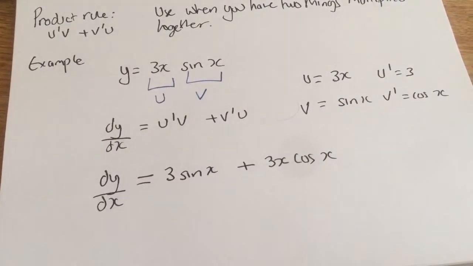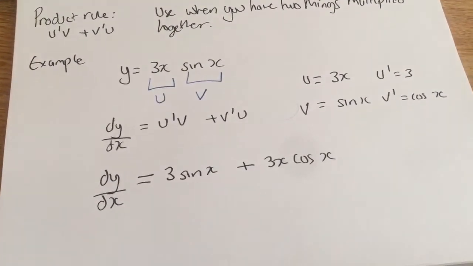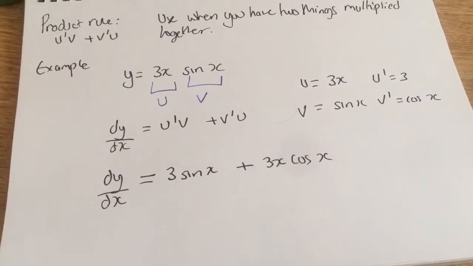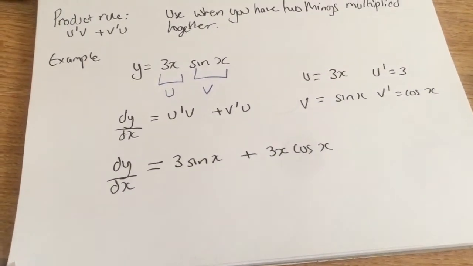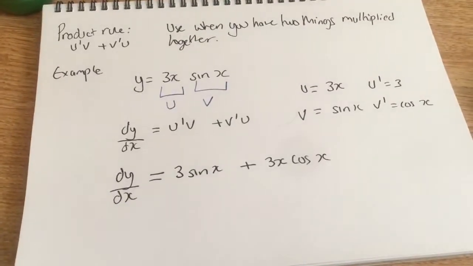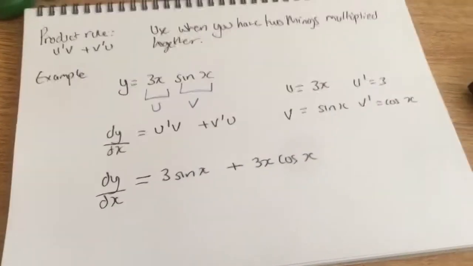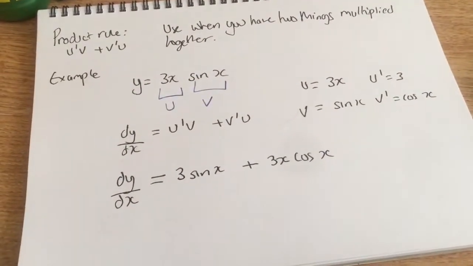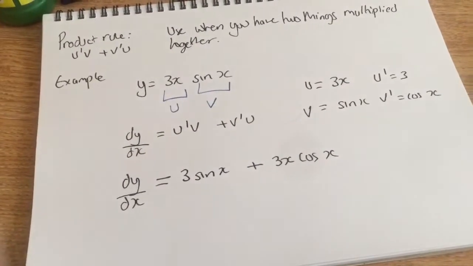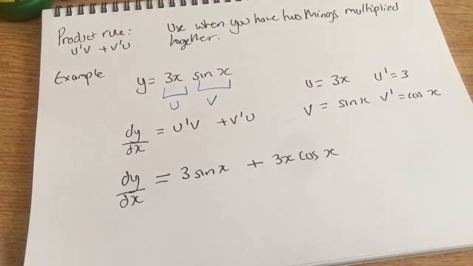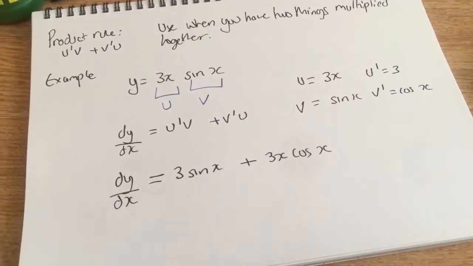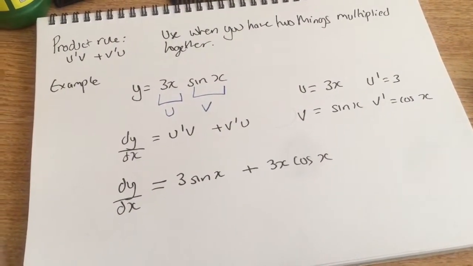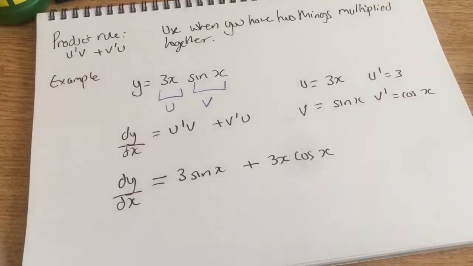It's pretty simple. u dashed v would be 3 times sine x, v dashed u would be cos x times 3x, and I'll tidy it up as 3x cos x. Now, that seems pretty simple, and we're 1.5 minutes in, so what's left? Obviously, this could be used with chain rule as well, in that you might get a function where one of the u and the v don't differentiate that easily.